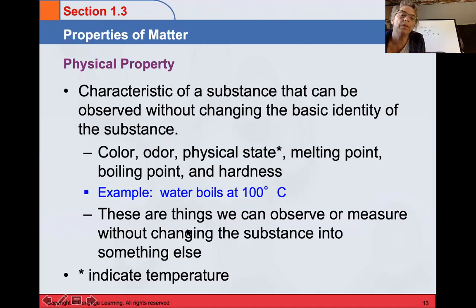So the important takeaway for physical properties is they're characteristics of a substance that can be observed without changing the basic identity of the substance, without changing the substance into something else. And when you list particular physical properties that are based on temperature, you always want to indicate the temperature associated with that physical property, like melting point, boiling point, or physical state.